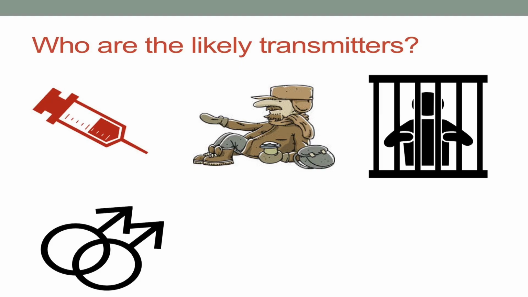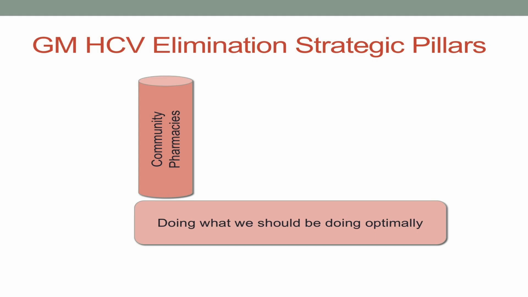Who are the likely transmitters? Well, it's the MSMs and it's the intravenous drug users largely, and so concentrating our programme, we're concentrating on these groups. We're not ignoring racial groups, we're not ignoring some of the other risk factors, but they're not the major emphasis. So what have we got?